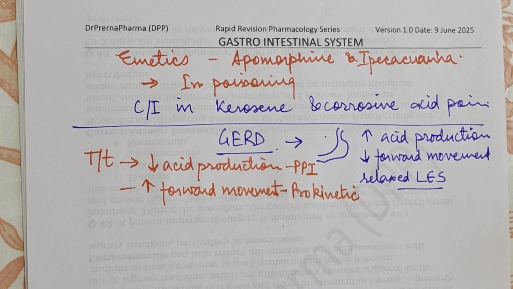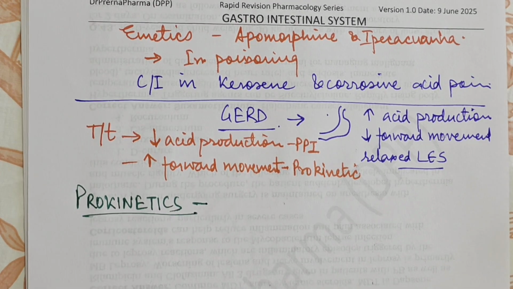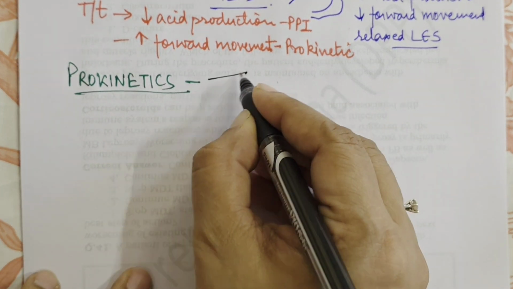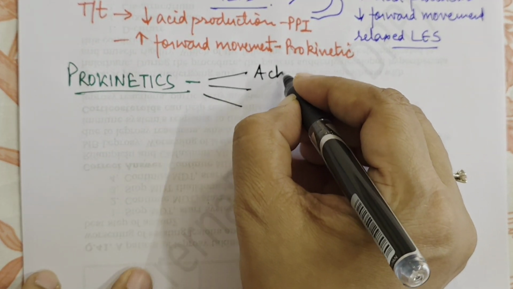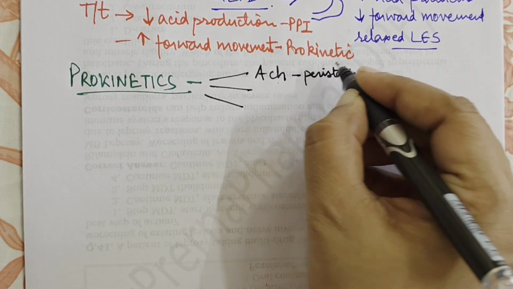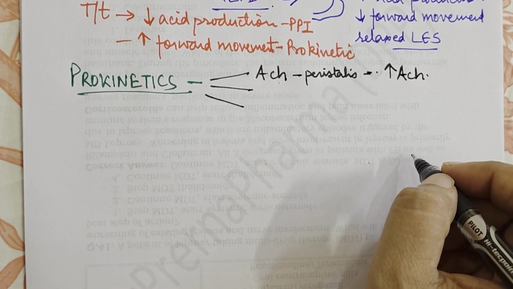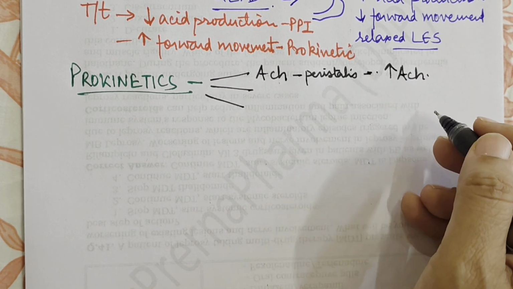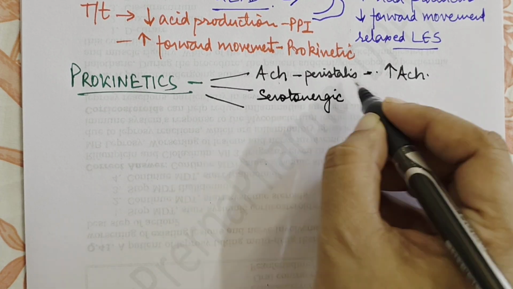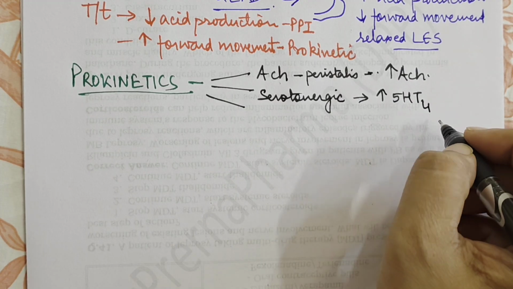Okay. So let us see what are prokinetics, and what are the various types of prokinetics. First, let's understand what are the neurotransmitters that play a role here. You know that acetylcholine causes peristalsis, right? So acetylcholine is an excitatory neurotransmitter, and so we should give drugs which will increase the acetylcholine action. Secondly, serotonin also causes propulsion, so we should increase the serotonin also. The serotonin receptor which plays a role here is 5-HT4.